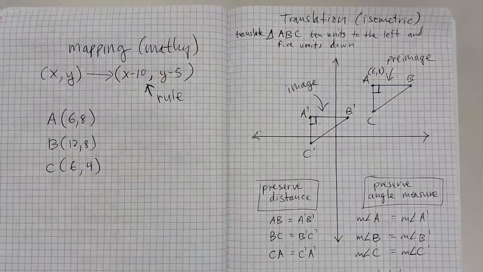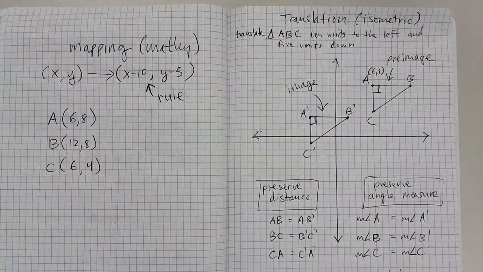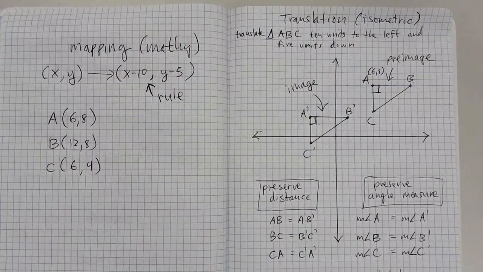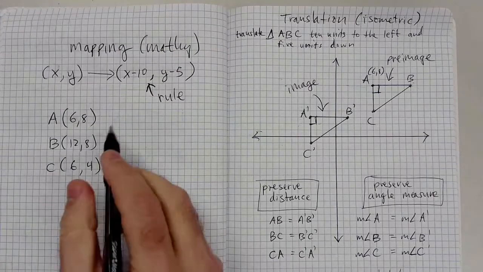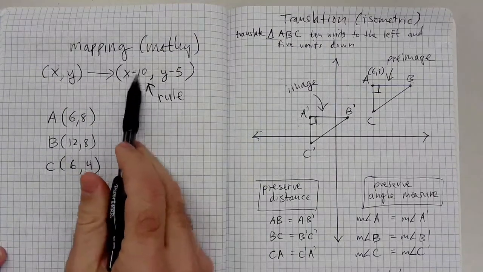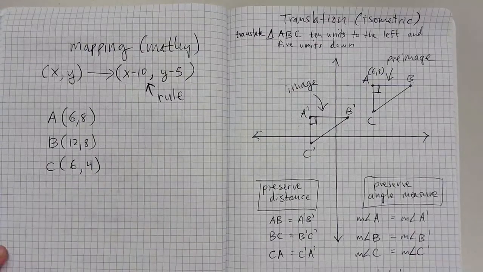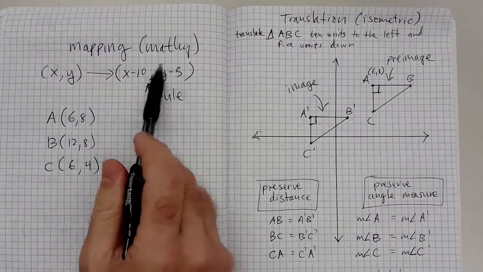Okay, take a second to think about what that means, and hopefully it makes intuitive sense. If I'm moving to the left 10, I'm just subtracting 10 from my x value. And if I'm moving down 5, I'm subtracting 5 from my y value.